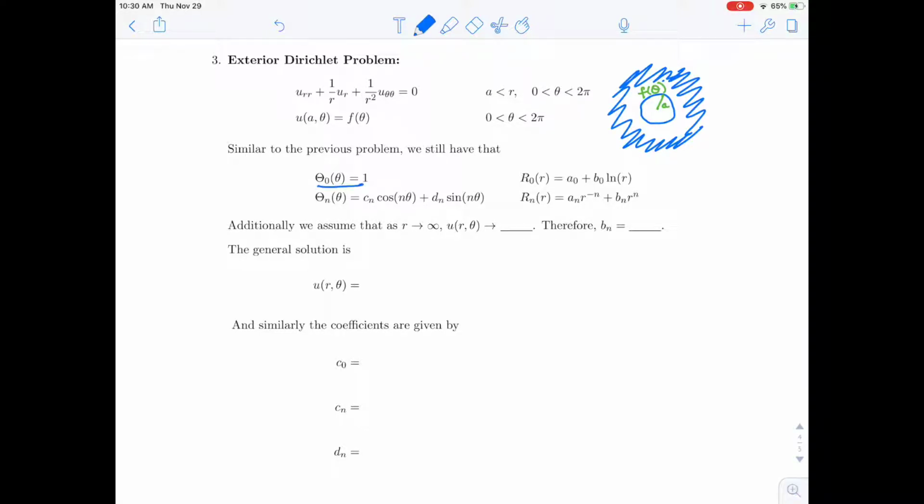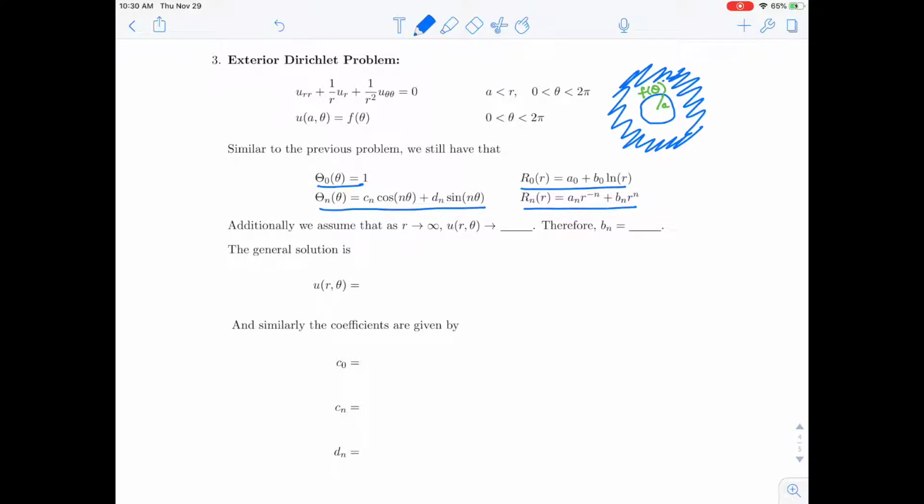We also have that theta sub n of theta is just c sub n cosine plus d sub n sine of n theta. And then just like the examples that we had last time, we have r sub 0, which is a sub 0 plus b sub 0 natural log of r. And then we have r sub n, which is a sub n r to the minus n plus b sub n r to the n.